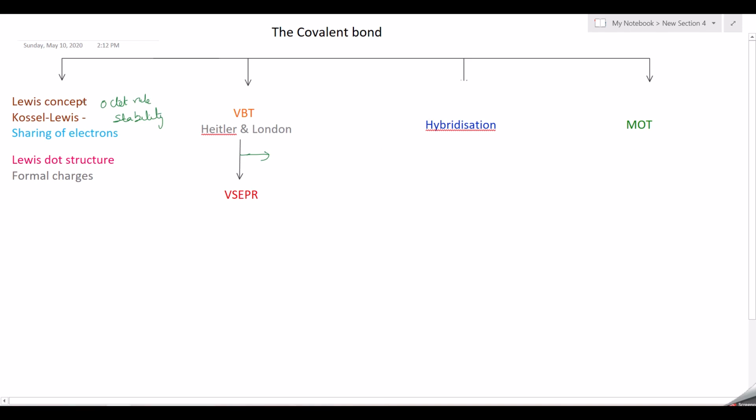So already we have done the Lewis concept, and this octet rule and stability concept we are going to use in further theories also. In this video we are going to do VBT theory and extended VBT theory. That is valence bond theory and the theory given by Pauling and Slater. So next we are going to do the VSEPR theory, and then comes hybridization, and then we have molecular orbital theory. So in this order we will do.